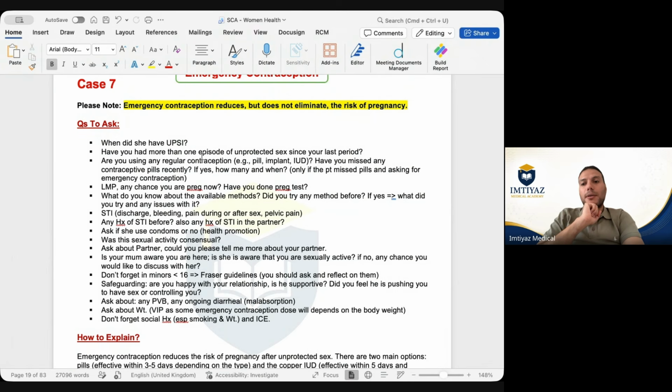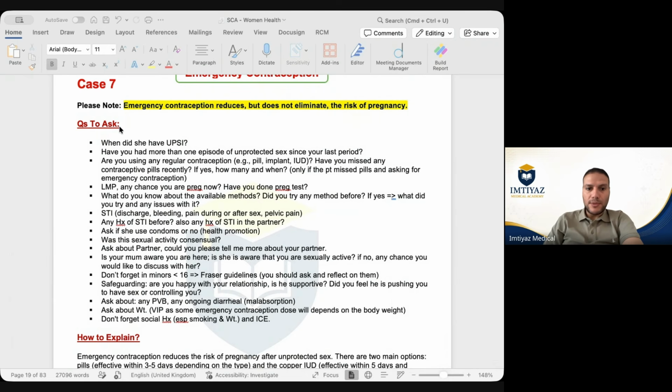You need to ask about her BMI. Why? Because if you are giving levonorgestrel, the dose depends on her BMI. You need to ask about STI symptoms. You need to ask about, did you do any pregnancy test now? Any chance you may be pregnant now? And you can ask, would you like something to be used on the long term or not? Like a long term contraception.